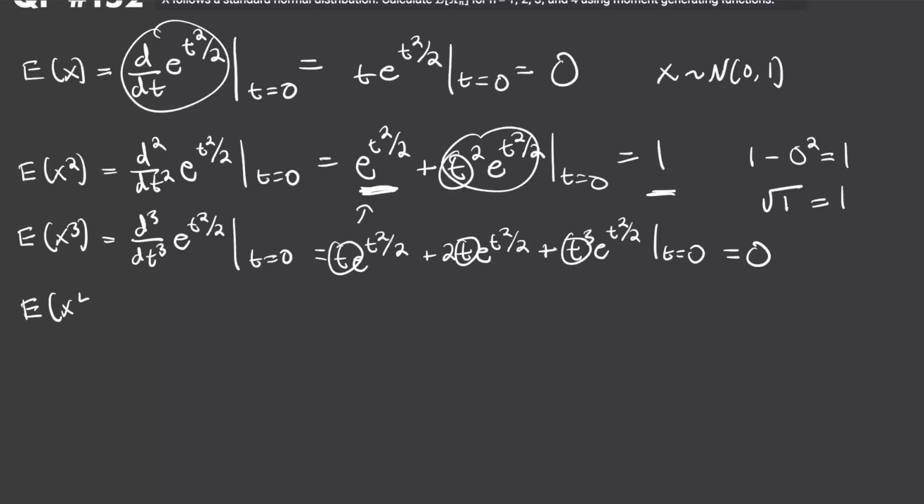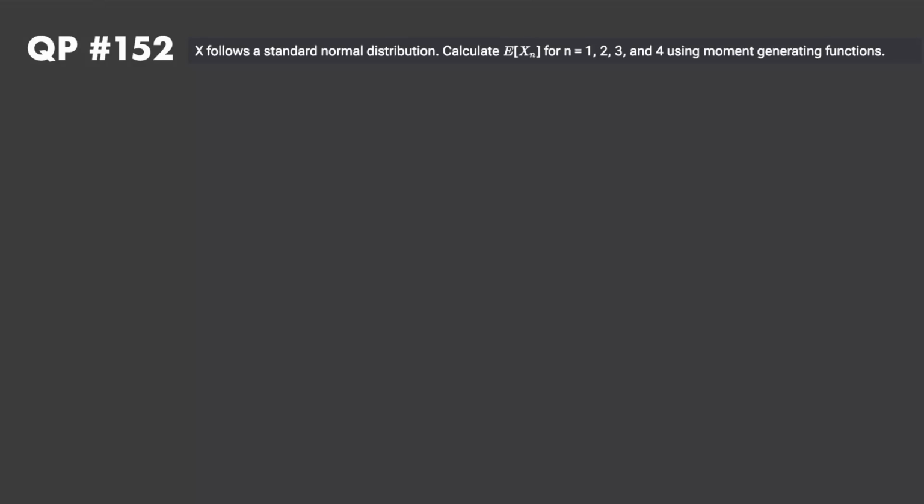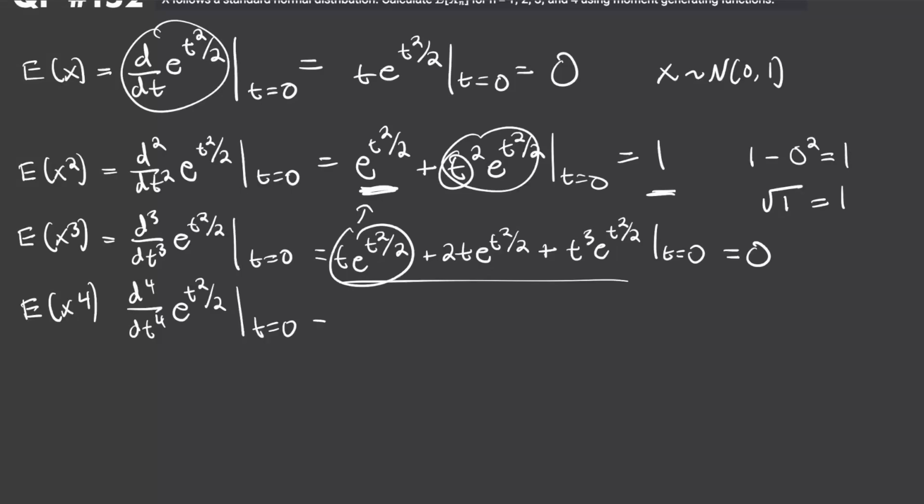Let's take the expected value of x to the power of 4. So d^4 over dt^4 of e to the power of t squared divided by 2. We're evaluating that at t equals 0. We're just taking the derivative of our third derivative, right, to get the fourth. The derivative of this right here by the chain rule, we just did it. The derivative of that is equal to e to the power of t squared divided by 2 plus t squared times e to the power of t squared divided by 2.